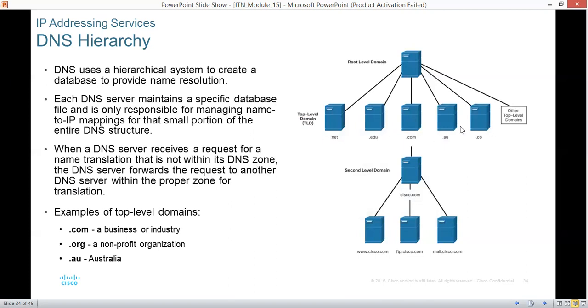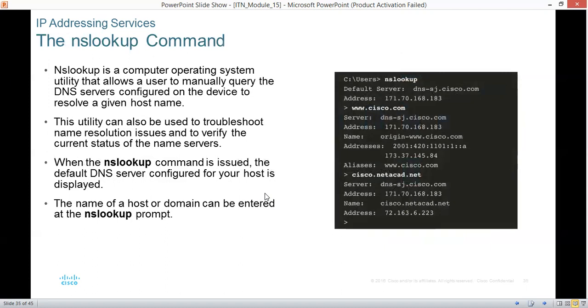Examples of top level domains: .com is for business or industry, .org is for non-profit organizations, and .au is for Australia. I think we are conversant with this. It's high time you look at it also. People these days just choose any one and use it, but it's right to know what each of them stands for. Just like .edu, for example a university at .edu shows that it is on education.